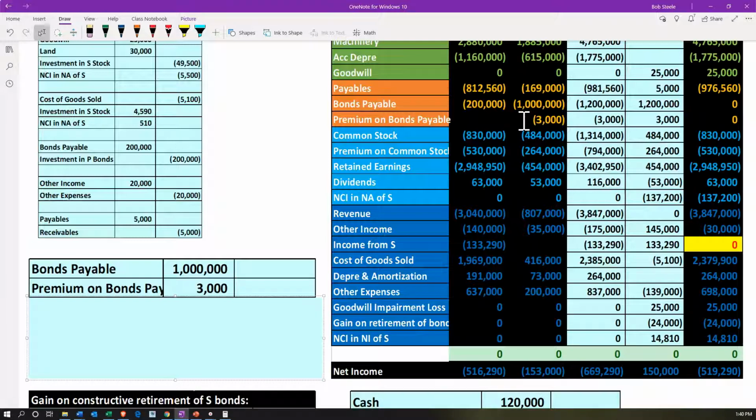We're going to say the 3,000, the entire premium that's currently on the books related to these intercompany bonds, needs to be removed. It's on the books as a credit. We're going to do the opposite thing to it, debiting it to make it go down.